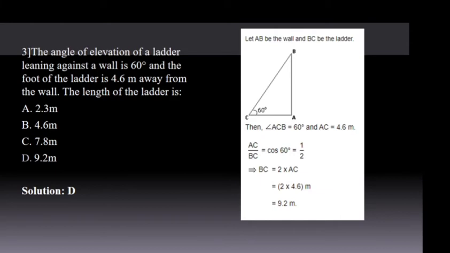So I'll write my given data in terms of cos of the angle. So cos of 60 degree will be what? AC upon BC. And again from that particular table, I have the ready-made value for cos of 60 degree and it's nothing but 1 upon 2. Just simplify this, cross multiply, you will get the length of BC. Okay, and it is equal to 9.2 meters.